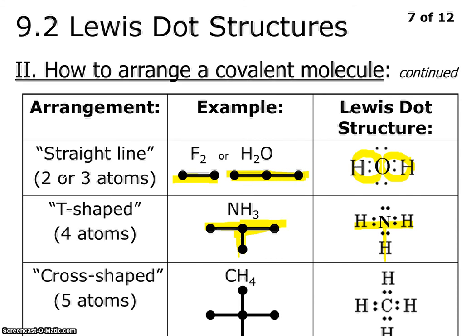A cross-shaped atom will look like a plus sign. So you have the 1 atom in the center and 1 on the left, the right, the top, and the bottom. CH4 is a perfect example of this. So the atoms end up making like a cross shape or a plus sign.